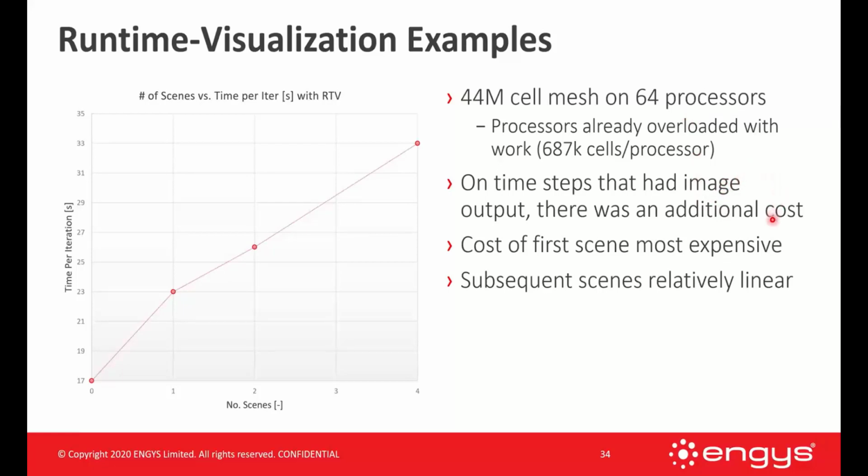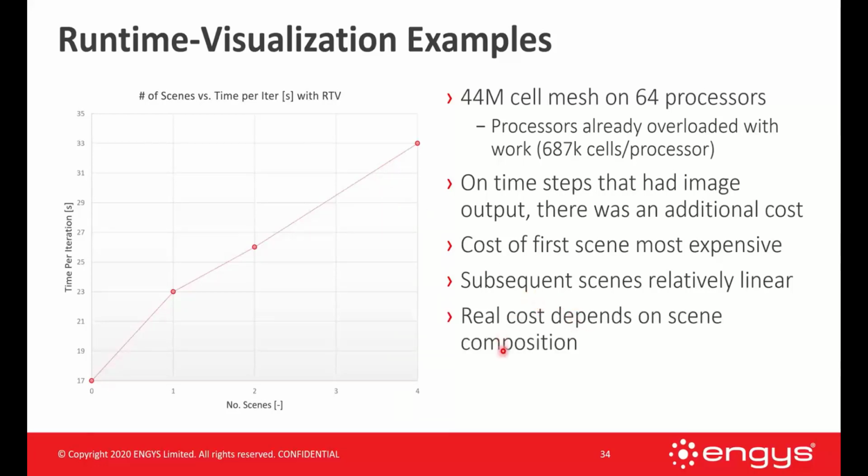On time steps that had image output, so this wasn't necessarily writing an image every single time step, but on time steps that had image output, there was an additional cost. Not a surprise, the cost of the first scene was the most expensive. So here on the x-axis, we have the number of scenes that are being written on that time step. So we see a cost of the first scene from a time perspective was the most. And then subsequent scenes are less costly, and there was a relatively linear relationship.